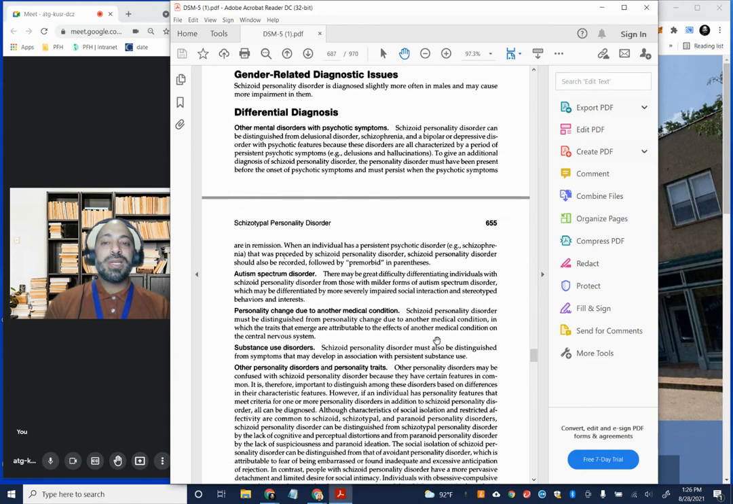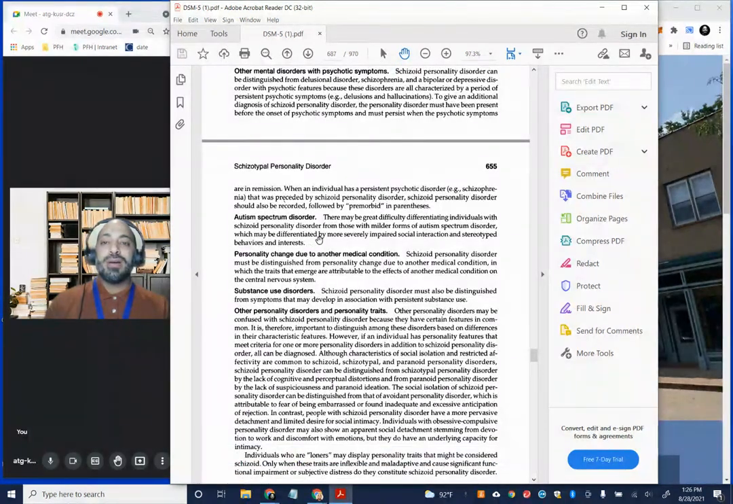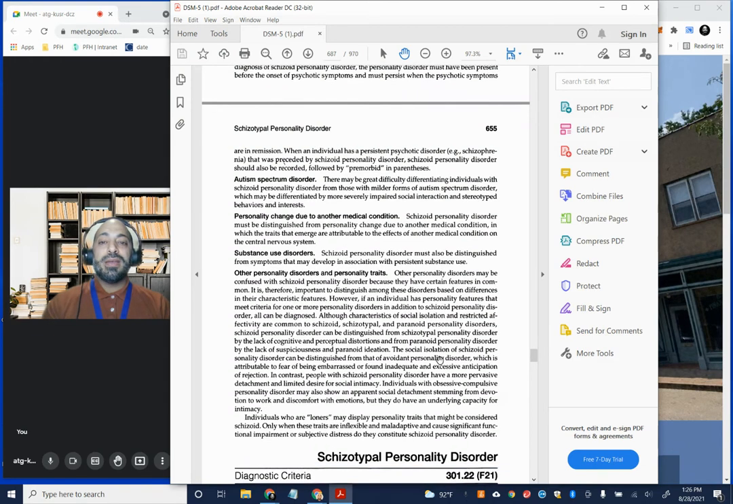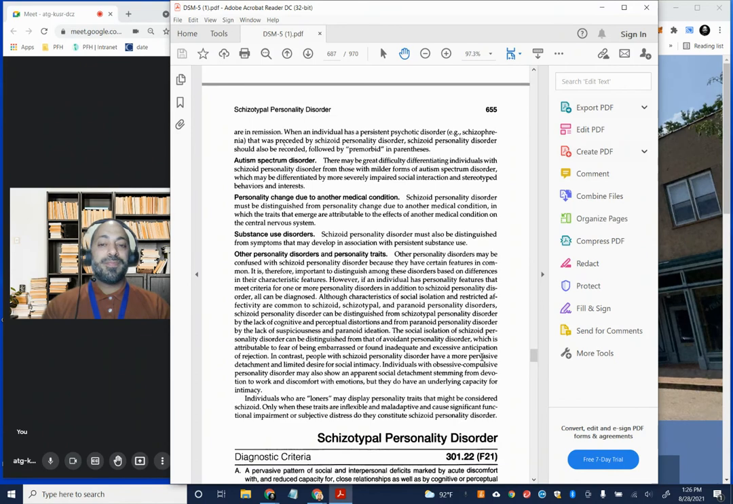Some things you want to consider are autism spectrum disorder, personality change due to another medical condition. Perhaps a client is on a very serious medication and that individual, now their personality is changing because of it. Substance use disorders also impact how a person's affect is, and other personality disorders and personality traits.